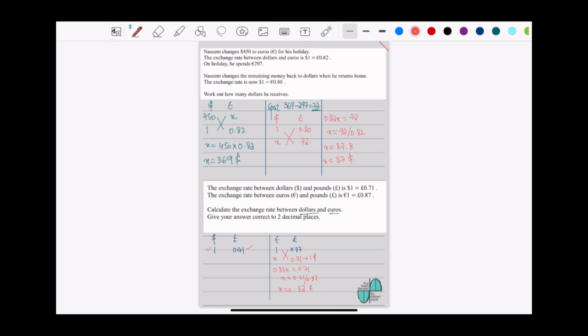So this is all about exchange rates. In my next session I will talk about hire purchase.